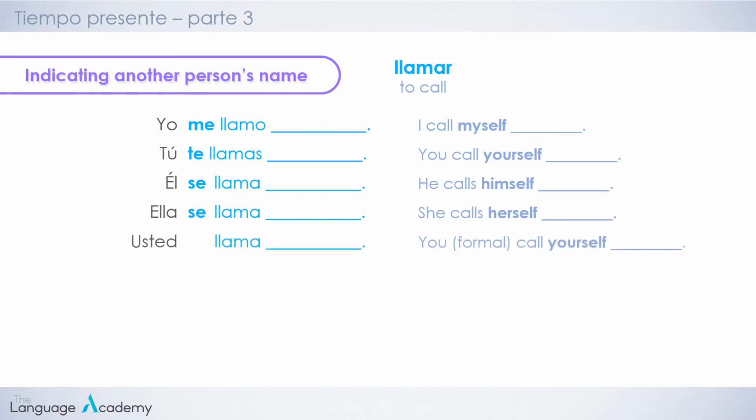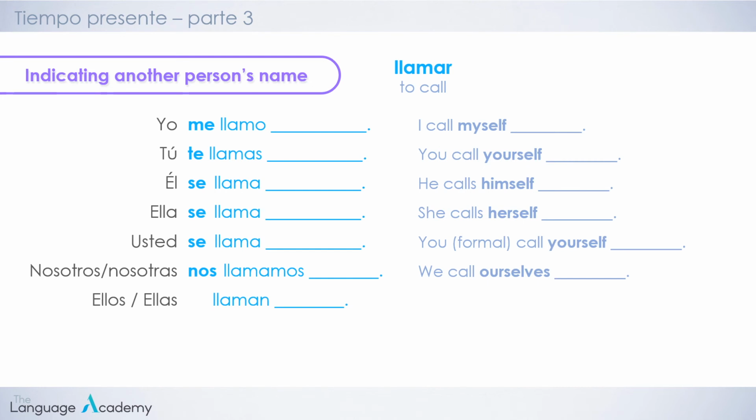Now we're going to continue with usted. The verb llamar is conjugated in the same way, but here we need to use yourself in the formal case. This is se as well. Then we have nosotros and nosotras, and the verb is conjugated as llamamos. But we still need to add ourselves. That's nos. Nos llamamos.